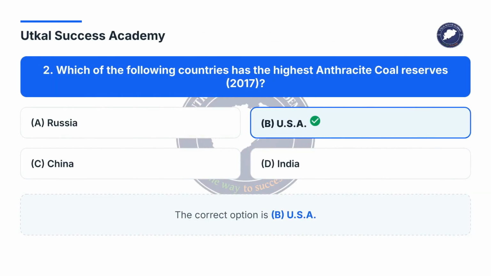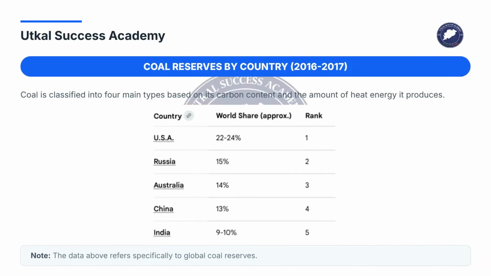Regarding global reserves of anthracite coal as of 2017, the United States holds the highest reserves. Coal is classified by its carbon content and heat energy. In 2016 to 2017, the U.S. ranked first in global coal reserves with 22 to 24% world share, followed by Russia, Australia, China, and India.